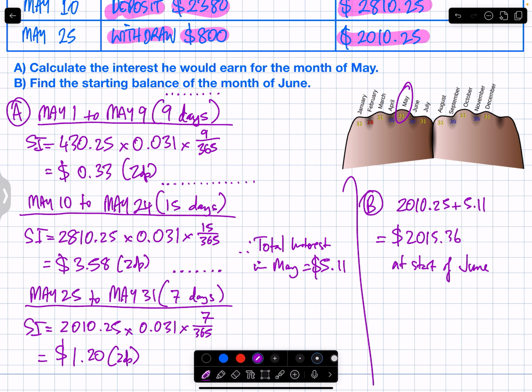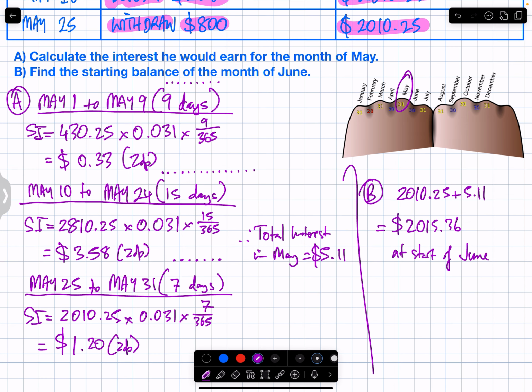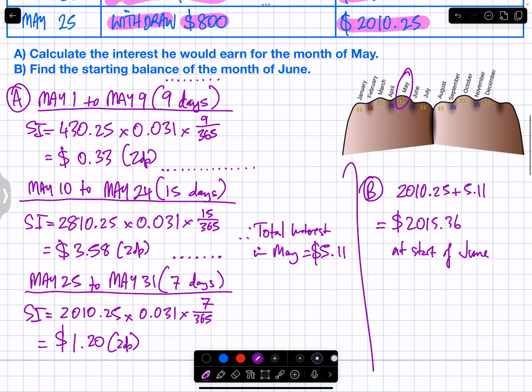So that is the by hand calculations for a savings account type of question for Year 11 General Maths. Hopefully that helps you out, and I see you in the next video.